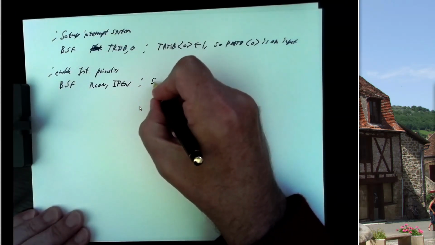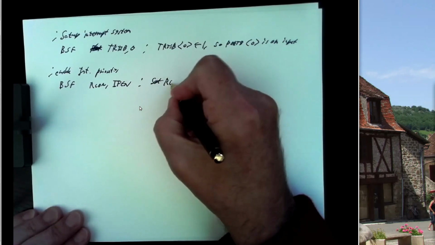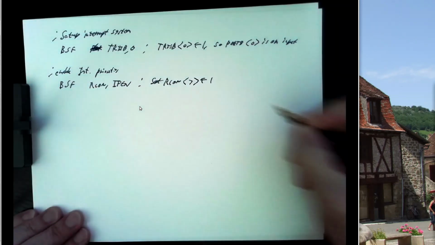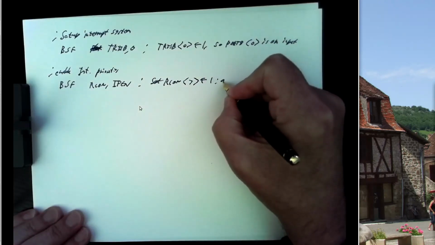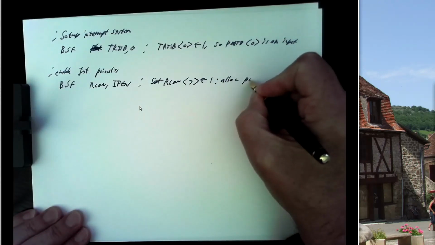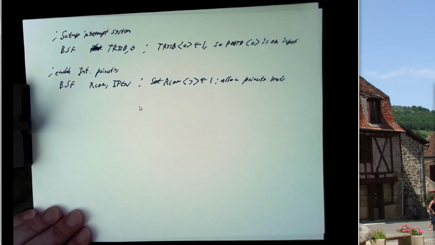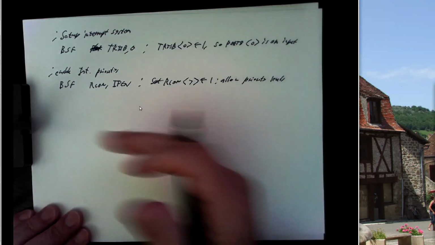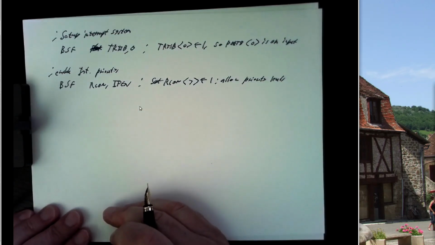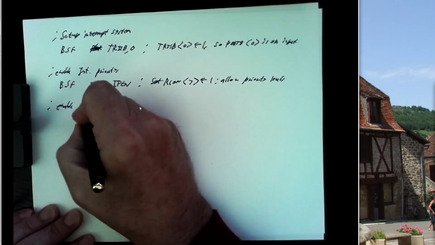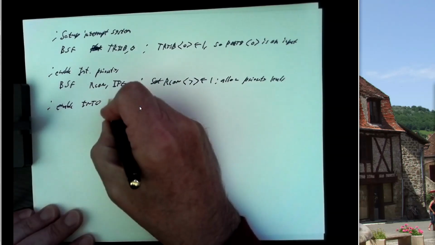And this says set ARCON bit 7 to 1, which means allow priority levels. Alright, so now the system understands high and low priority interrupts. Next thing we're going to do is enable int 0 interrupts.